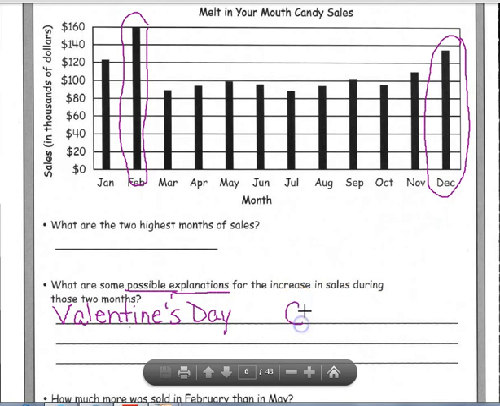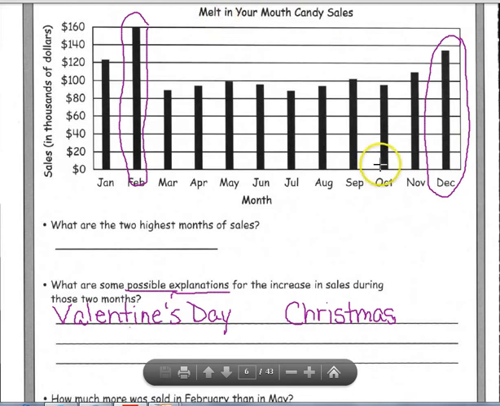Well, why do we take off 2 weeks? We have Christmas. So Christmas would be the other one. Come on, write that in there. So Valentine's Day and Christmas would be the reasons for the two increases in sales. So those are just basic logic questions. You have to go through and figure out and think about what those two problems are.